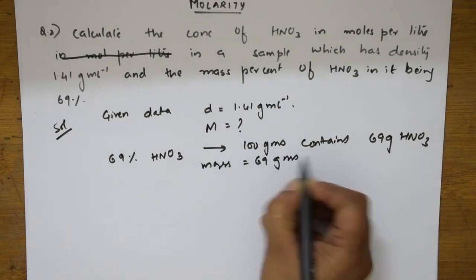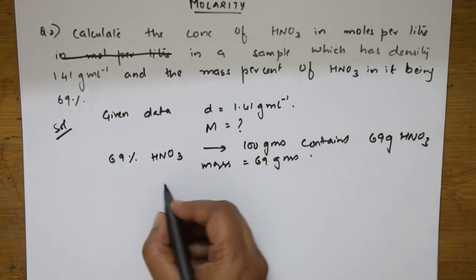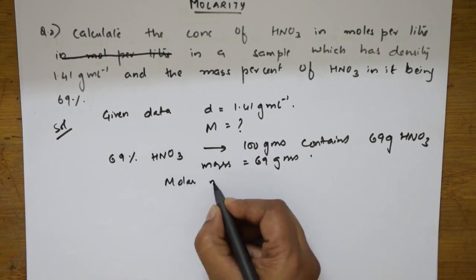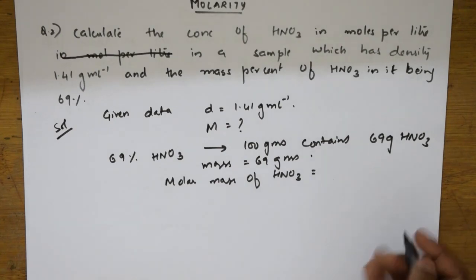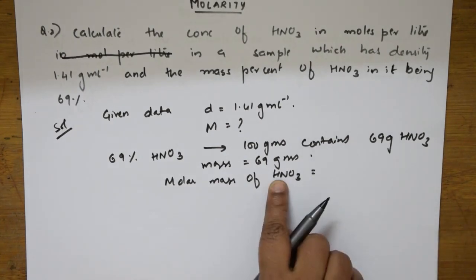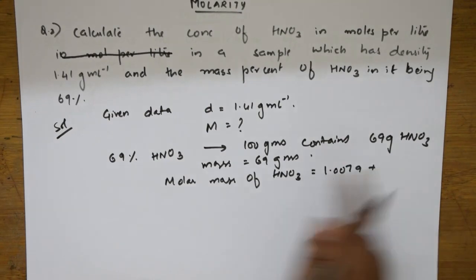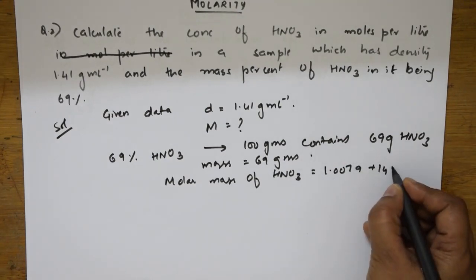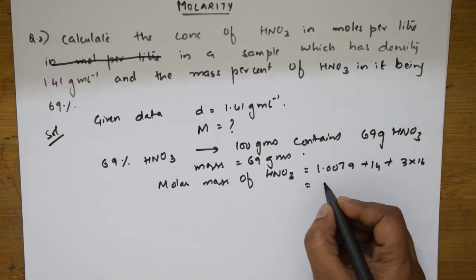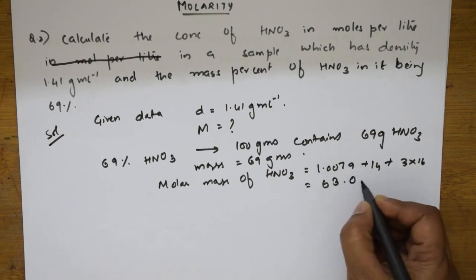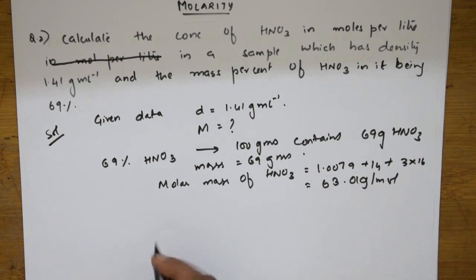Okay, fine. So let us find the molar mass. I need to find molar mass because of the molarity formula. So molar mass of HNO3. How do I calculate this? First mass of hydrogen is 1.0079 plus, what is the mass of nitrogen? 14 plus 3 into 16. How much do I get? I come to 63.01 gram per mole. Okay, I got molar mass. So everything, now let's come back.